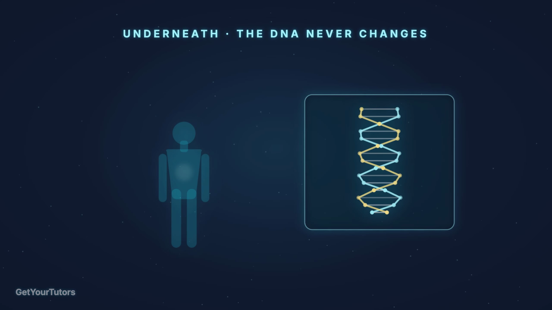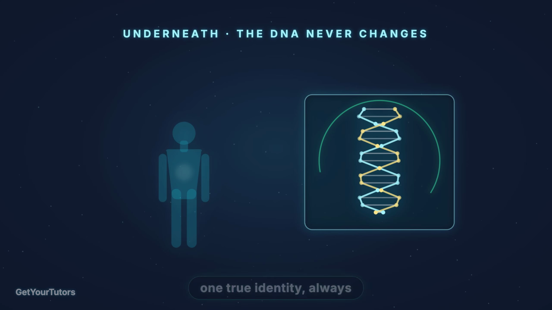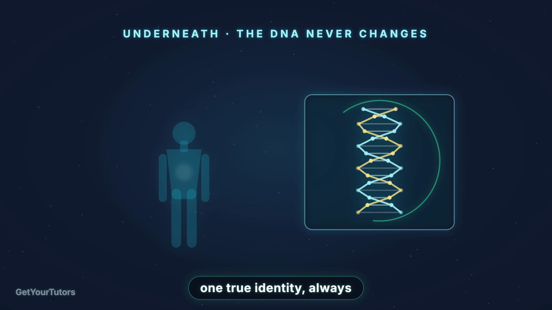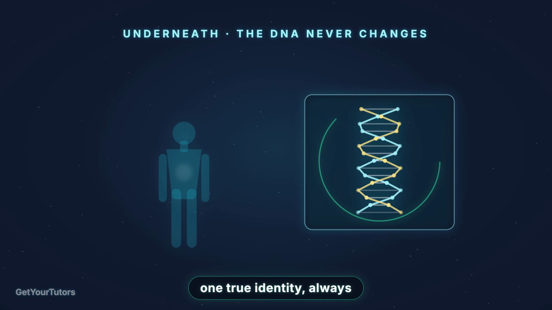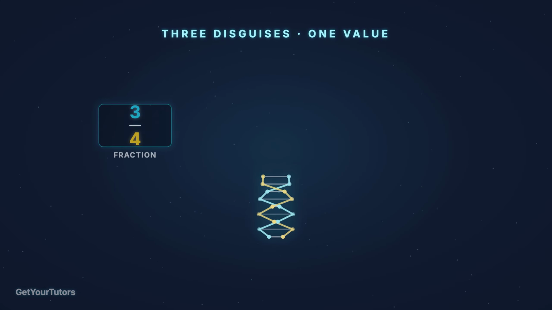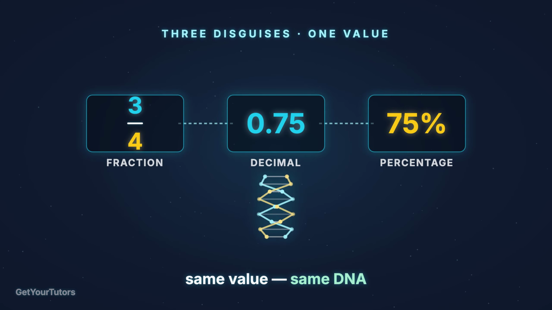However, underneath all these different disguises, his actual true identity, his exact biological DNA, and his ultimate mission remain completely and perfectly unchanged always. In mathematics, this spy represents a number. Fractions, decimals, and percentages are just 3 different mathematical disguises for the exact same true numerical value.